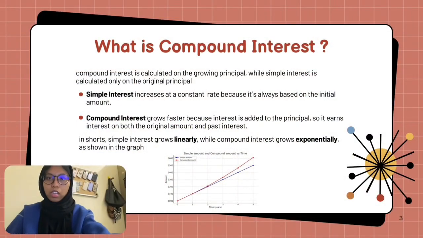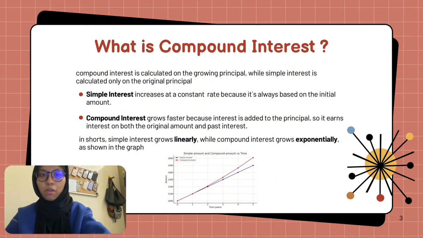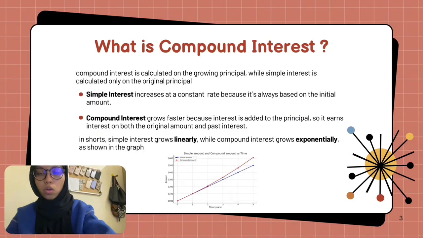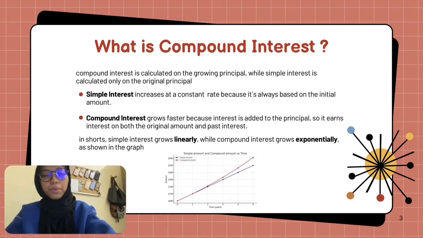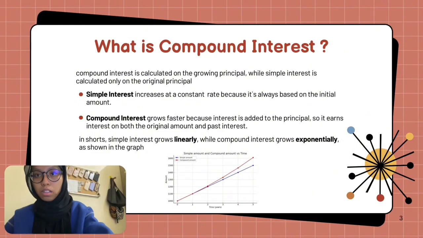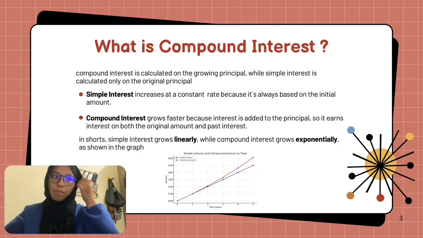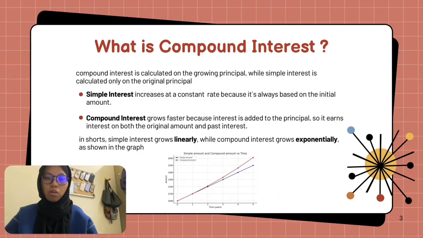So, what is compound interest? Compound interest is calculated on the growing principal, while simple interest is calculated only on the original principal. Simple interest increases at a constant rate because it is always based on the initial amount. Compound interest grows faster because interest is added to the principal. So, it earns interest on both the original amount and past interest. In short, simple interest grows linearly while compound interest grows exponentially, as shown in the graph.